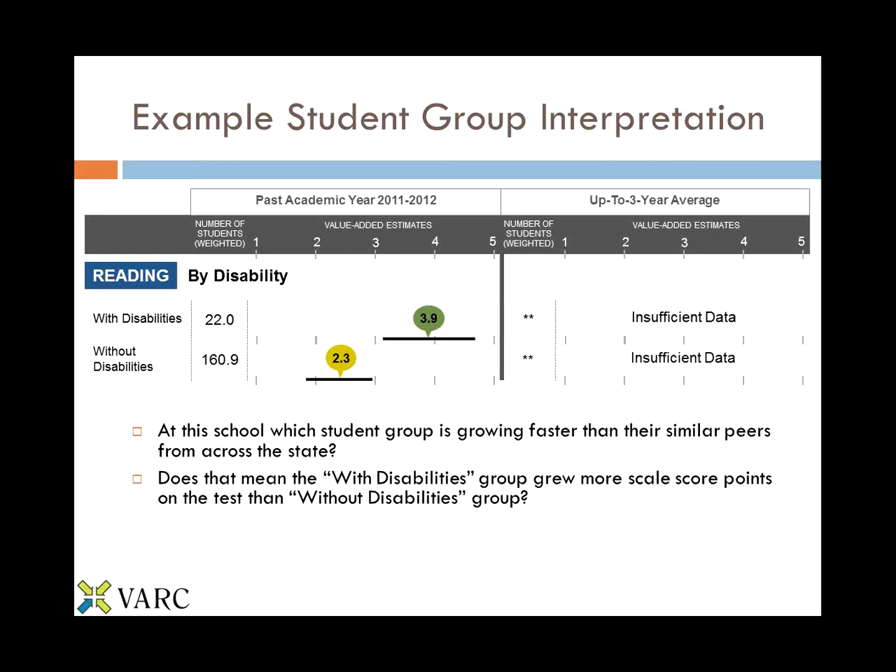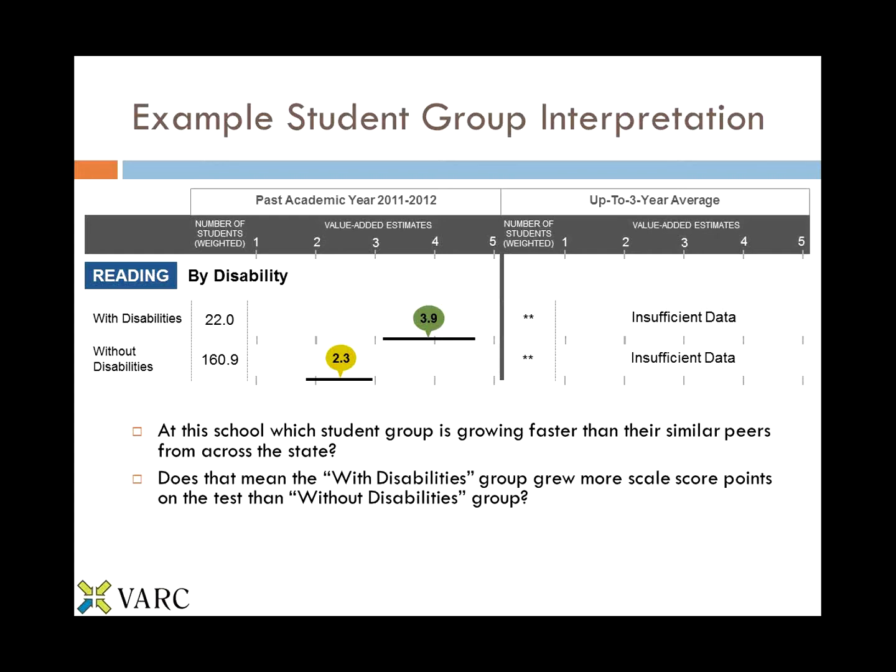Remember, we're comparing on this top row, how did my students with disabilities grow compared with other students with disabilities, and that was above average. How did my without disabilities students grow compared to other without disabilities students? That was below average. That doesn't mean that the with disabilities students grew more points than the without disabilities students.